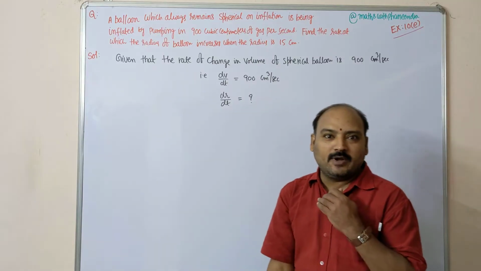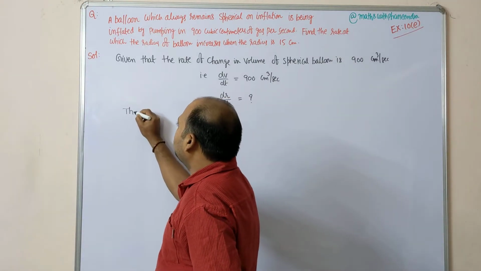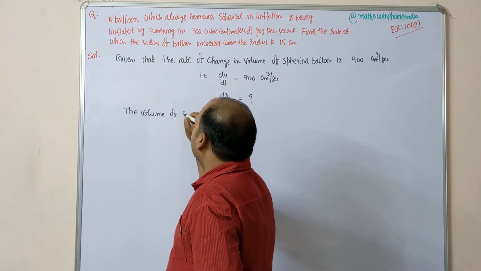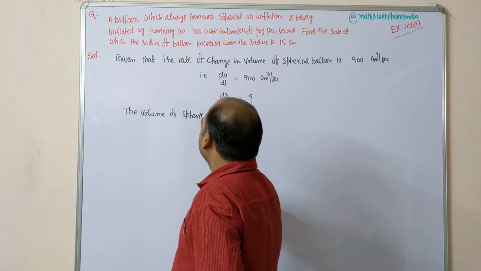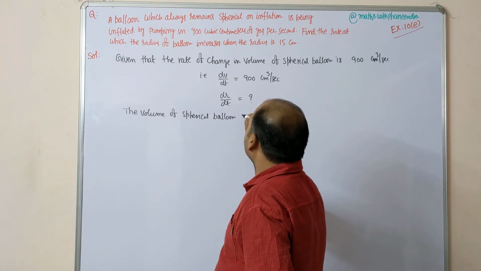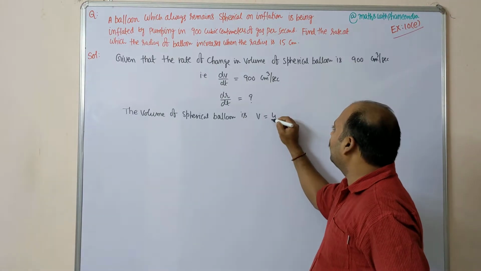So how to calculate dr by dt? First write the volume of the spherical balloon. The volume of spherical balloon is, what is the volume of the sphere? 4 by 3 pi r cube.